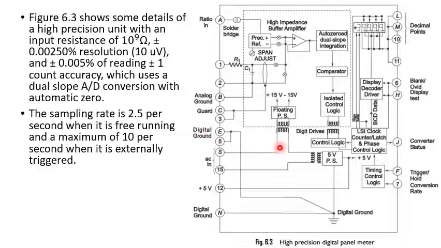Now, small things you can observe: there is a 5-volt power supply, then there is a floating power supply. Floating power supply means it can give from plus 15 volts to minus 15 volts. Then there is a display here. This display has 4 full digits, 999, and one 3/4 digit, so it can go from 00000 to 39999.